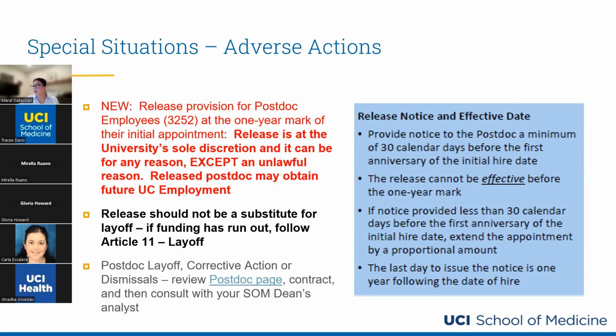With this new provision in the contract, there's a release provision at the 1-year mark of the initial appointment. So what the department could do is give them a 2-year initial appointment, but if they see that it's not working out, they have the option to release this person by the end of the first year, if they want to. The contract says the release is at the university's sole discretion, and it can be for any reason except an unlawful reason. And that released postdoc may obtain future UC employment.